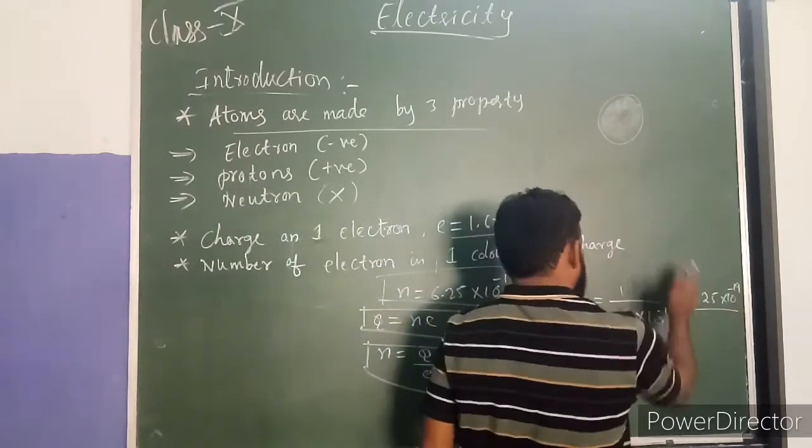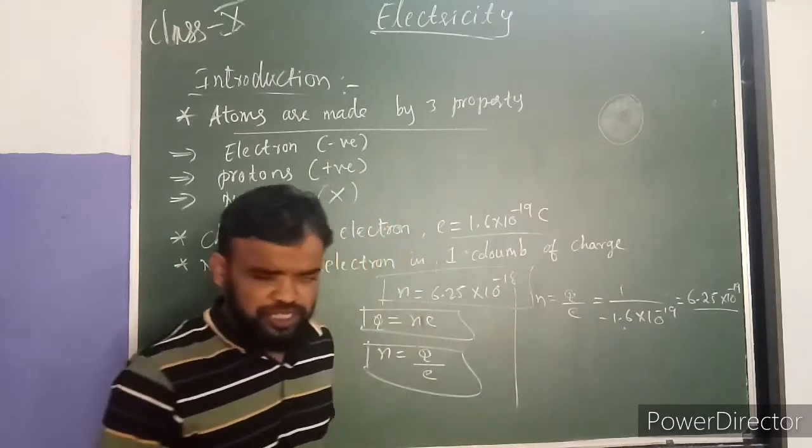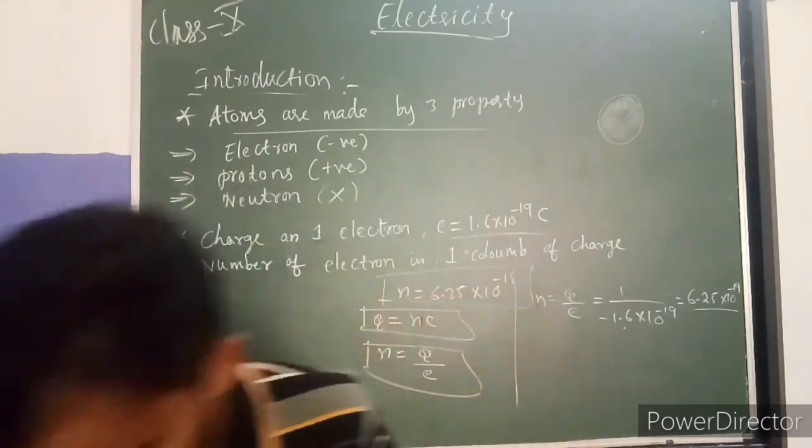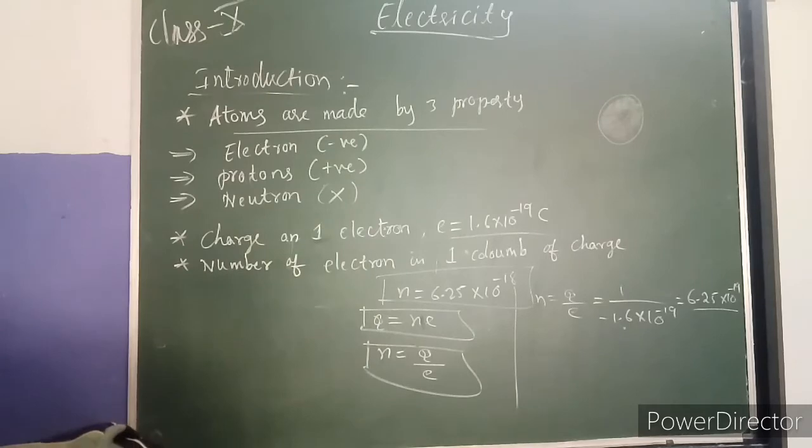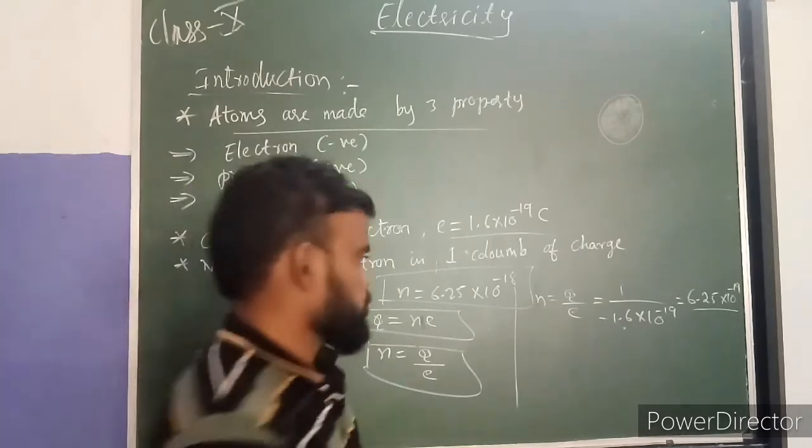If you take that value in the reciprocal, the value changes accordingly: 1.6 × 10^-19 corresponds to 6.25 × 10^18. Understood?